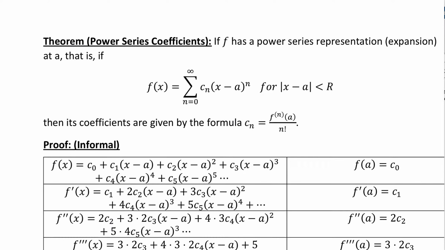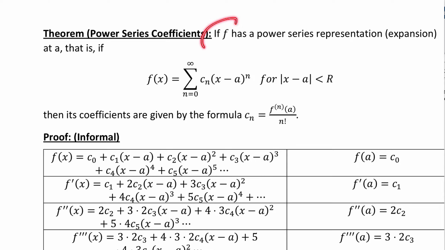So let me start by going over this theorem. This theorem tells me that if f has a power series representation, which is the same as an expansion, at a, that is, if I can write f of x as this infinite sum from 0 to infinity of cn times x minus a to the n, for the absolute value of x minus a less than r, then the coefficients are given by this formula, okay? What this formula does is it takes the nth derivative, okay? So the nth term in my expansion will involve the nth derivative of my function f, okay? So that tells me that I need a function that has enough derivatives, okay?